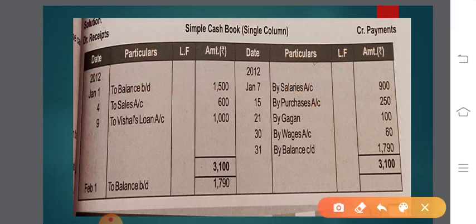Let's discuss the format. Here you can see date, particulars, LF, amount or rupees. This is the end of our debit side. The same columns are to be written on the credit side as well, that is date, particulars, LF and amount. This is our credit side and this is our debit side. As you can see, we have written here also that debit is the receipts and credit is the payments. Moving towards the next point.